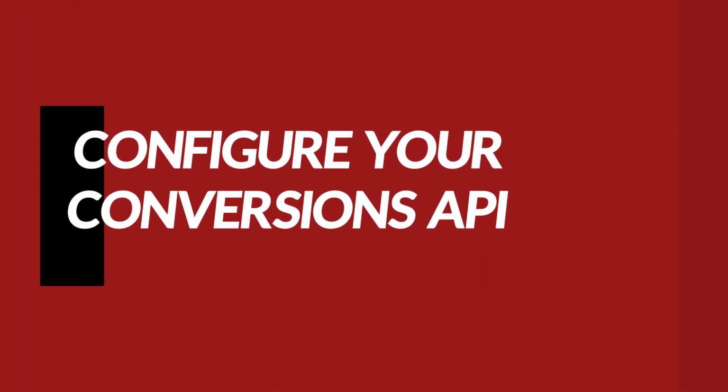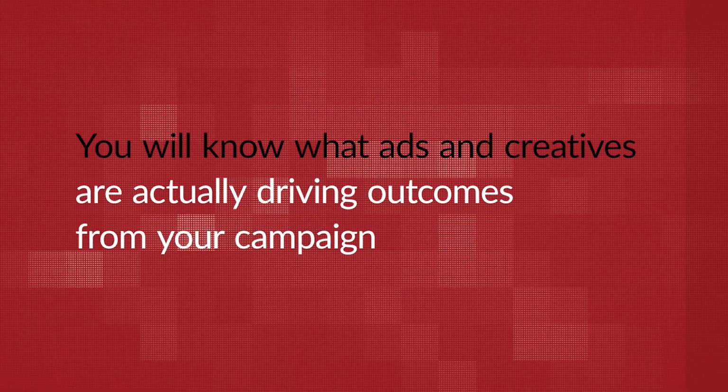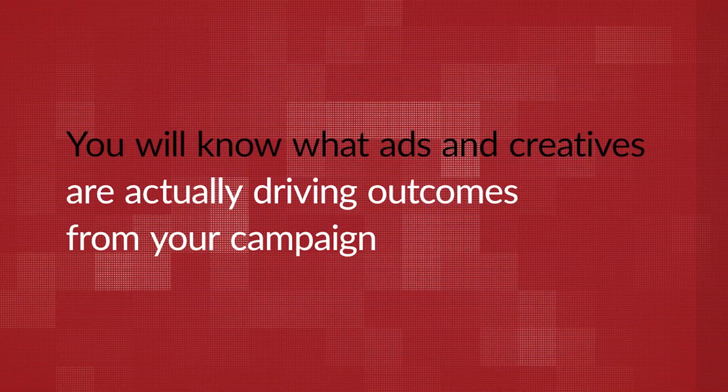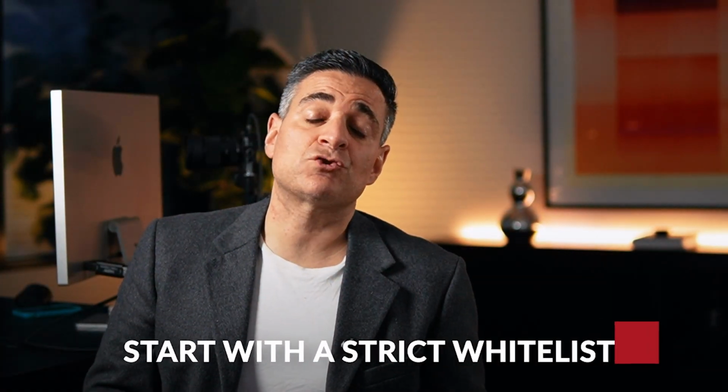All right, step 5, this is the big part. You're going to configure your Conversions API without compromising PHI. Mind you, it's not going to be able to optimize the delivery to people on the platform that look like people that have visited your website, but at least now it'll know what ads and what creative is actually driving outcomes from your campaign. Start with a strict whitelist. Only send the bare minimum that Meta needs. Send fields like lead, event times. Again, don't send any information about a diagnosis or treatment, appointment IDs, patient information, or page titles or URLs that have conditions in them.